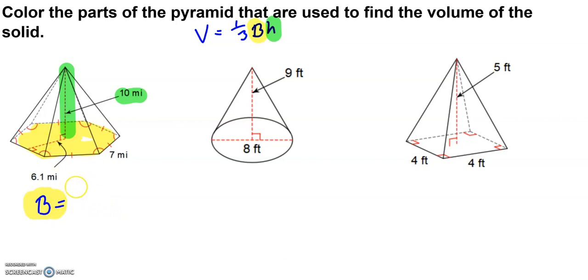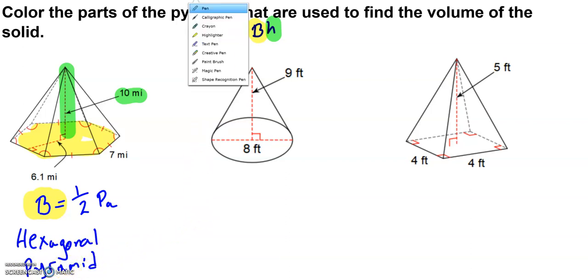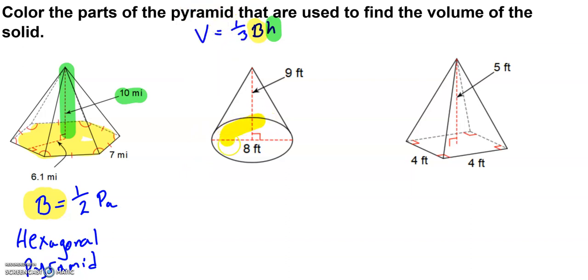Because this is a hexagon, and we went over this in the last video, we're going to say 1/2 perimeter times apothem. And I'll even take it a step further. This is a hexagonal pyramid. Look at all the things that we are picking up here. Learning so much.